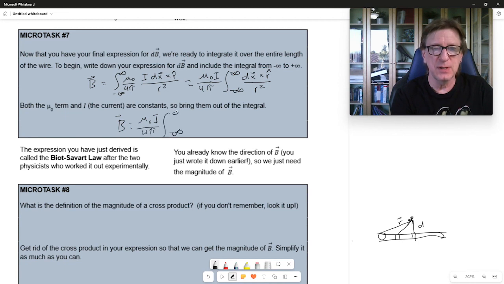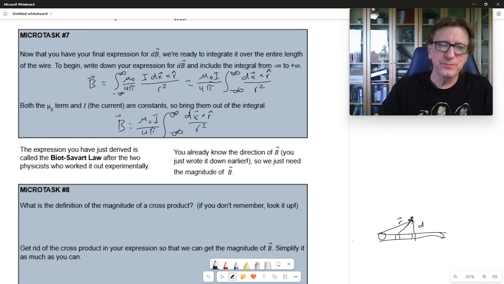Integral from negative infinity to infinity of dx, vector crossed into r hat over r squared. And as I'm pointing out here, you already know the direction of B. So now we just need to figure out how to get the magnitude. We can't integrate vectors, so we're going to have to get the magnitude form of that.